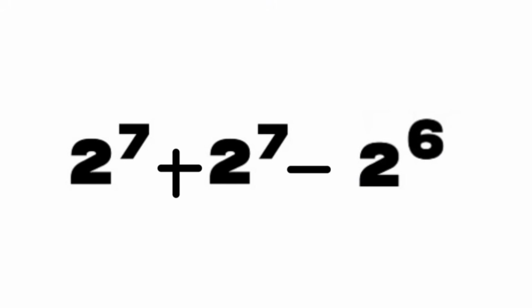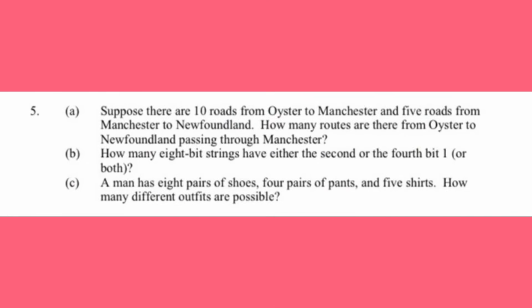So case 1, we have 2 to the 7th. Case 2, we have 2 to the 7th as well. So we add those two: 2 to the 7th plus 2 to the 7th. And of course, we minus our intersection, which is 2 to the 6th. And that would be our answer: 2 to the 7th plus 2 to the 7th minus 2 to the 6th. And 5C, our final question for this video.